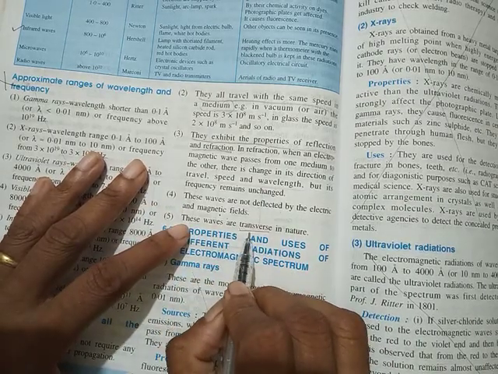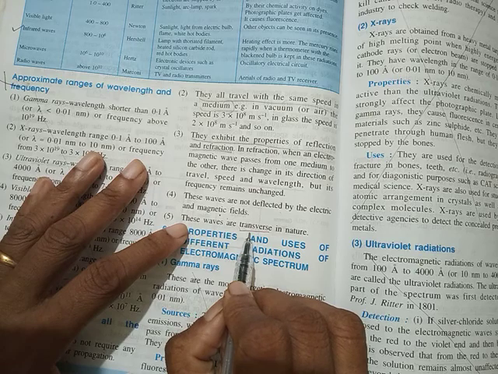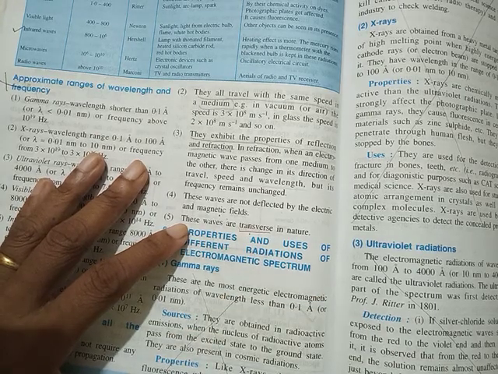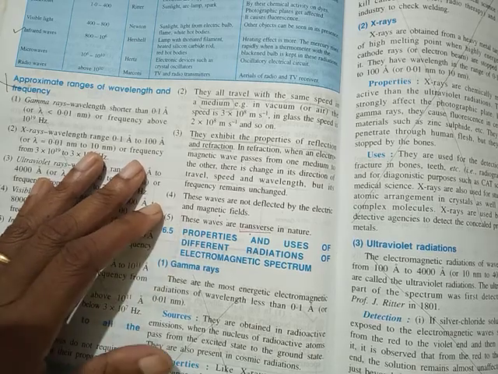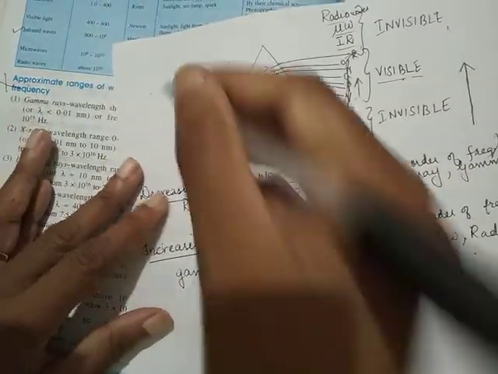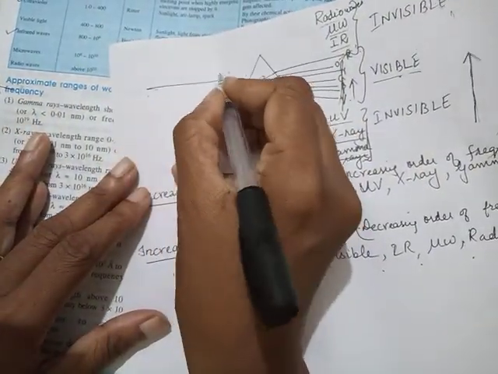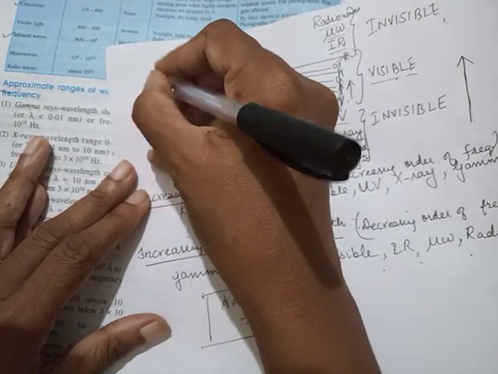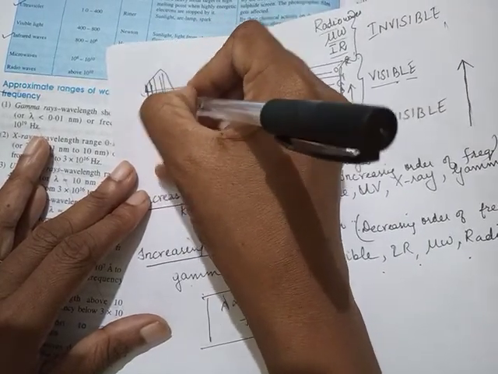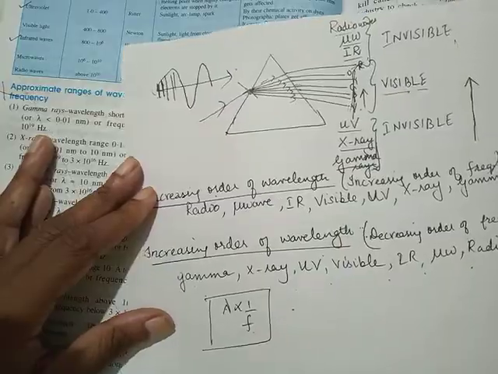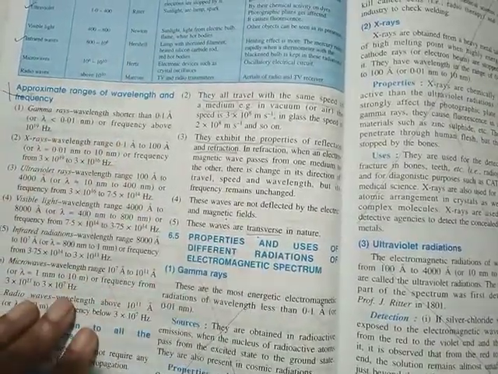These waves are transverse in nature. You remember transverse wave? Last year you studied, in which the vibration of the medium particles is perpendicular to the direction of propagation of wave. Wave will go like this, but the medium particles will be vibrating like this. You will get a sine wave kind of a thing. So it is a transverse wave.